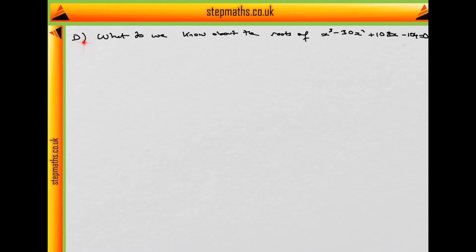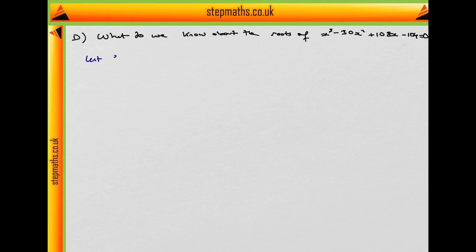So question D asks us, what do we know about the roots of x cubed minus 30x squared plus 108x minus 104 equals 0? Okay, so the way to proceed with these kinds of questions is to try out different factors using the factor theorem, but only for reasonable values. So we'll go maybe from 1, minus 1, 2, minus 2, 3, minus 3, and see if we have any success there. So that's our first step.